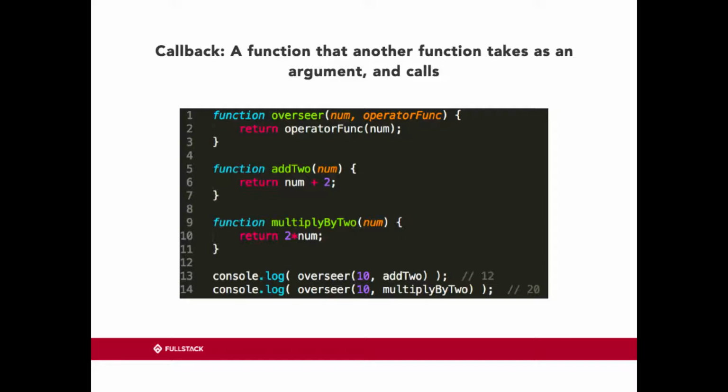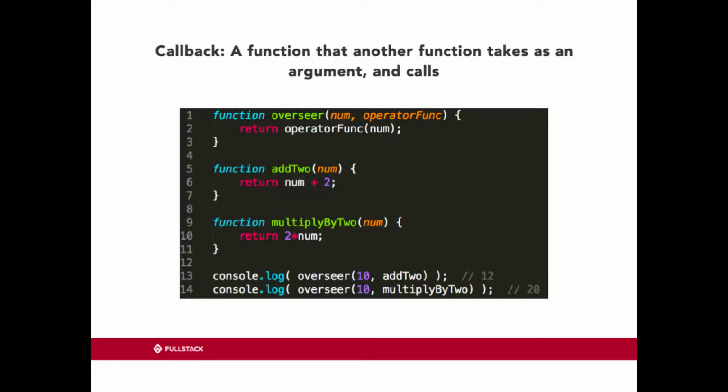Okay, and when we look at overseer to see what it does, we see that it takes in a number and it takes in another argument that's going to be a function. And what it does is it executes that function with the number as the first input, and then it returns all of that for you.